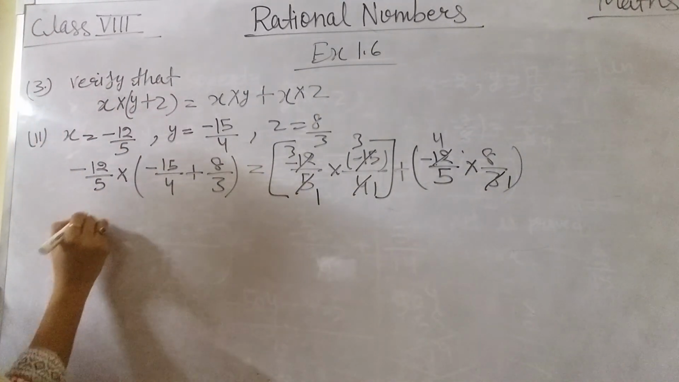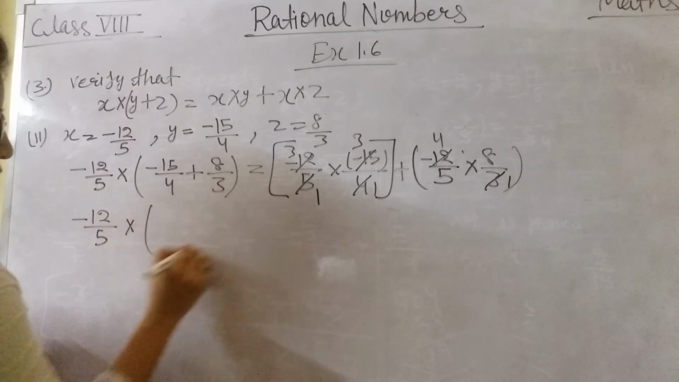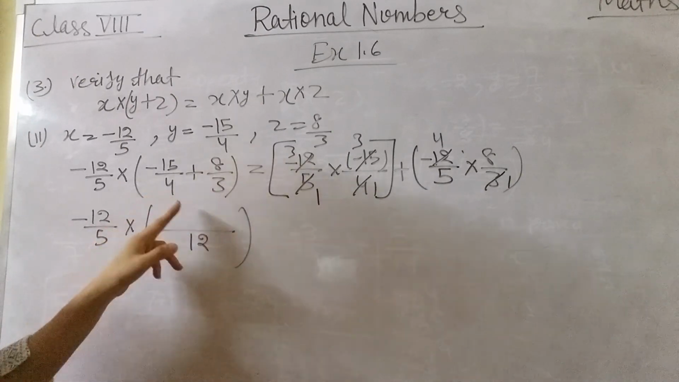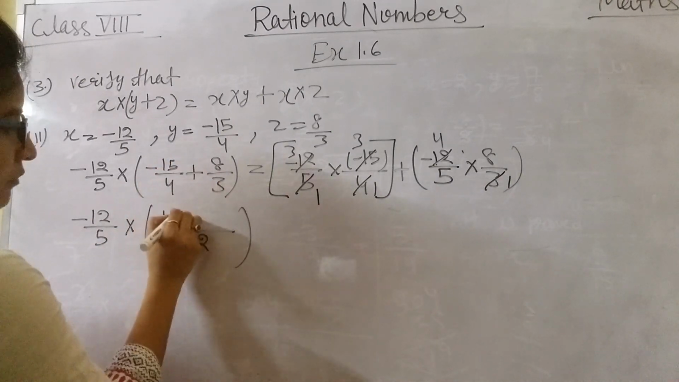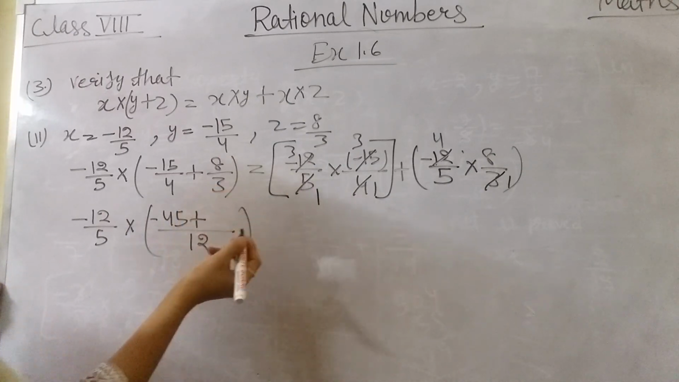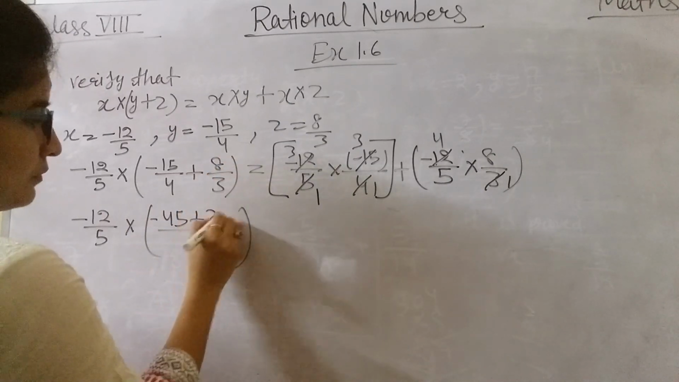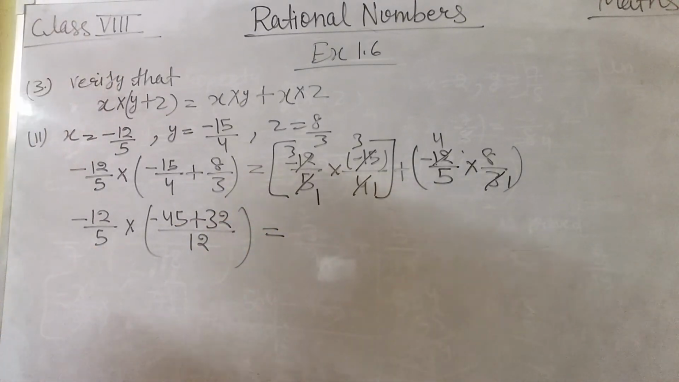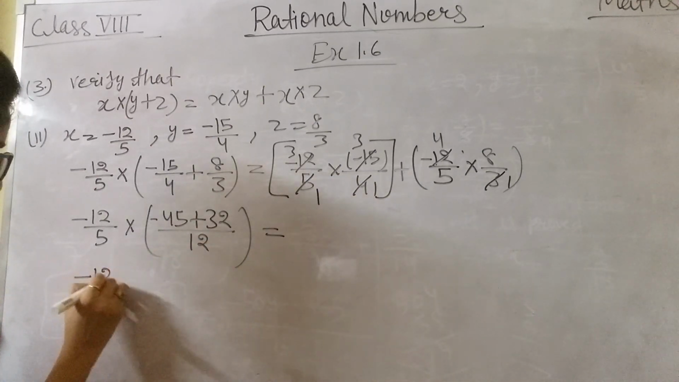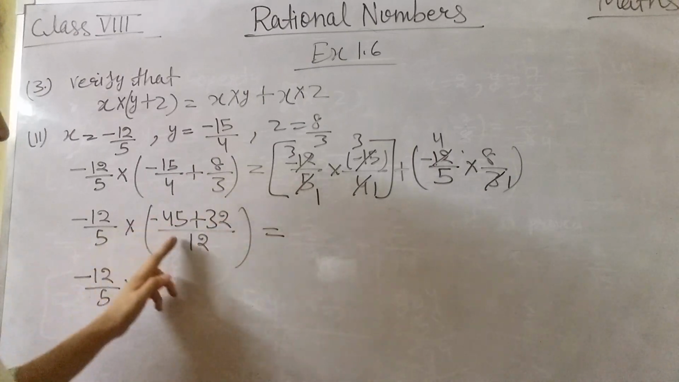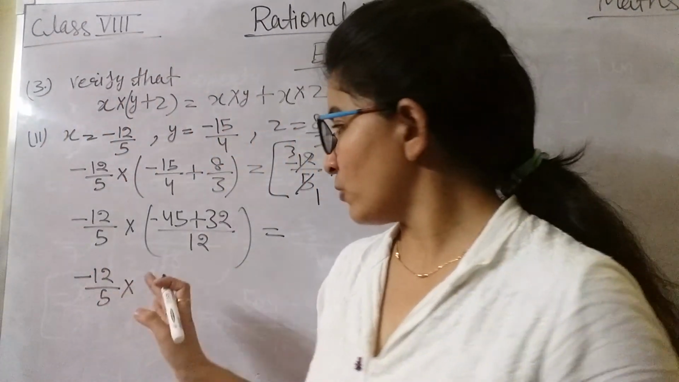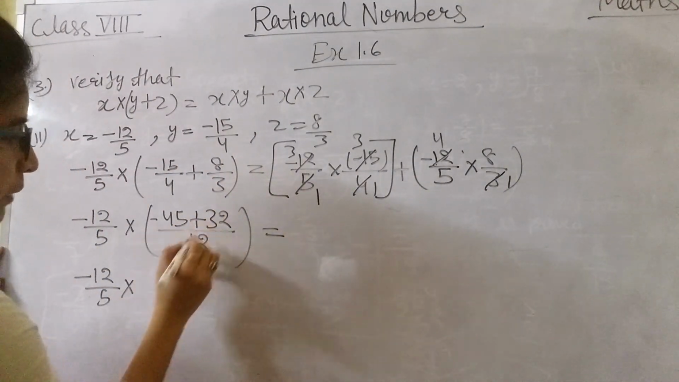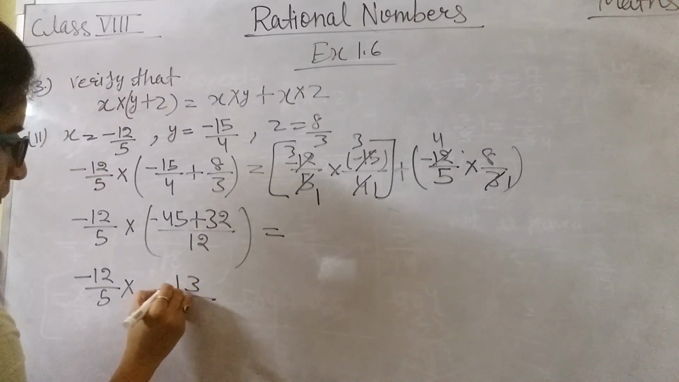Now we have minus 12 upon 5 into, we will take the LCM of 4 and 3, that would be 12, and 4 3s are 12, 15 3s are 45. We have minus 45 and 3 4s are 12, 8 4s are 32. First we will solve the left hand side only, that would be minus 12 upon 5 into 45, one positive number, one negative number, it would be subtracted together, so it would be 5 minus 2 is 3 and 4 minus 3 is 1, so the number will be minus 13.